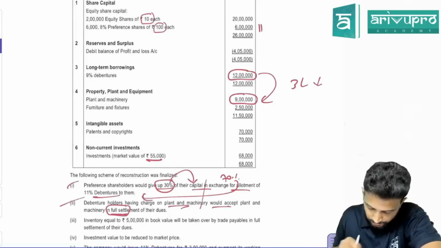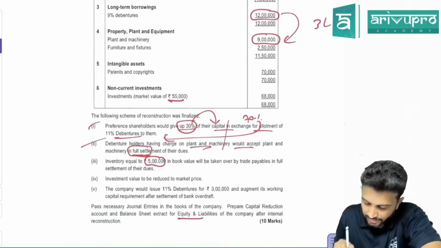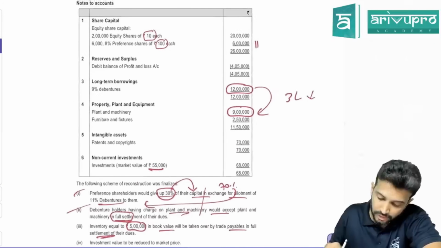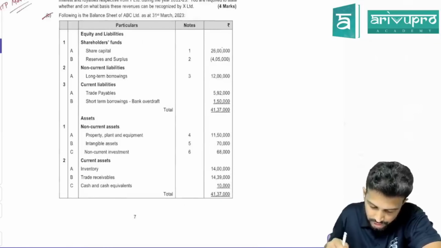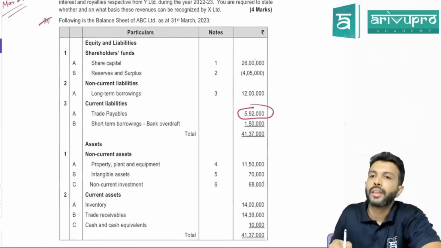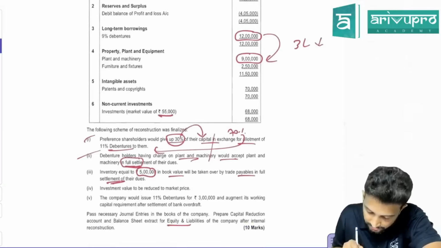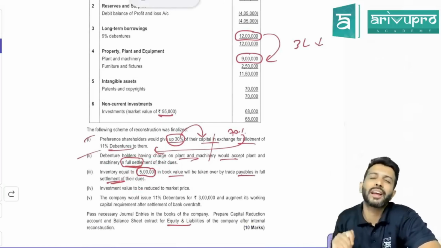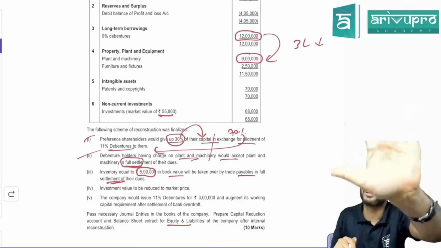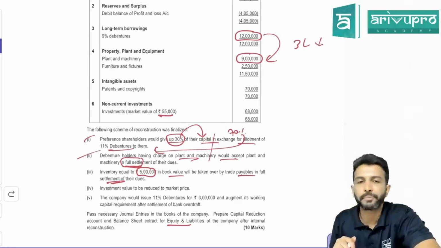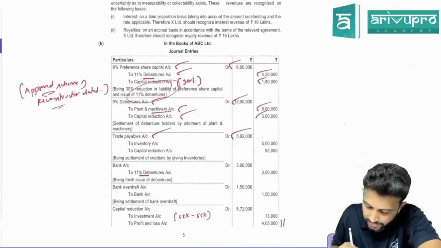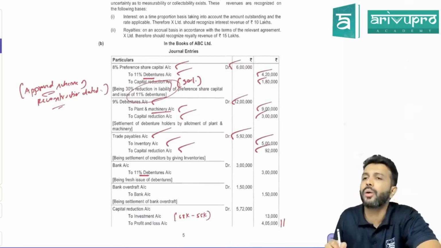Next is what? Inventory equal to 5 lakh in book value will be taken over by trade payables in full settlement. What is the value of creditors in the balance sheet? Check here. 5 lakh 92,000. What did they take over? Inventory worth 5 lakh. For 5,92,000 worth of liability, we gave inventory only worth 5 lakh. So the remaining is sacrifice. The journal entry will be: trade payables account debit 5,92,000, to inventory 5 lakh, to reconstruction account 92,000.